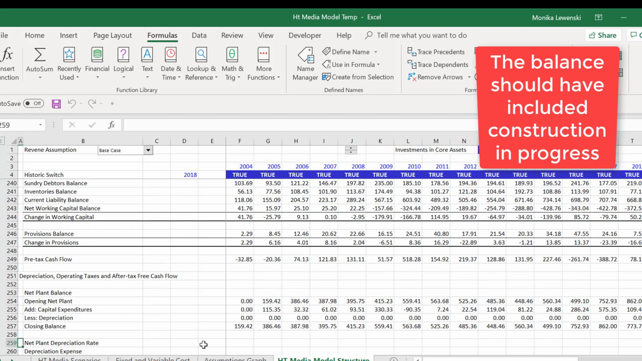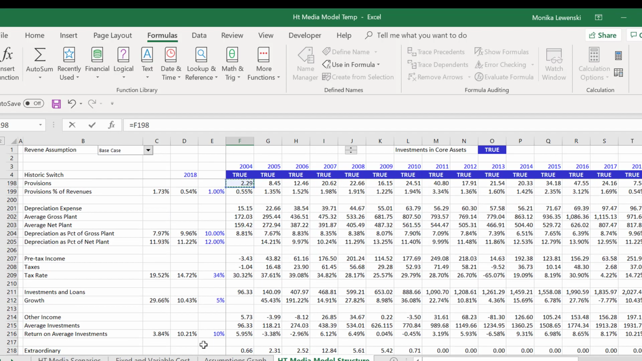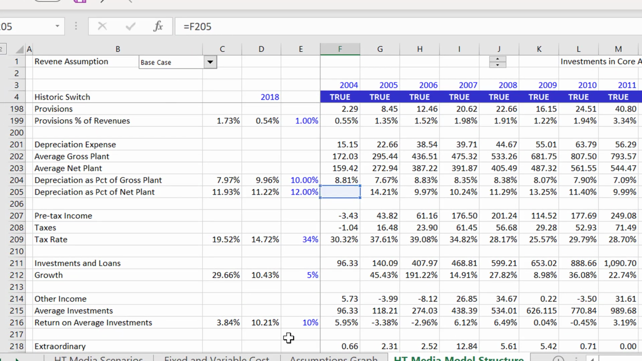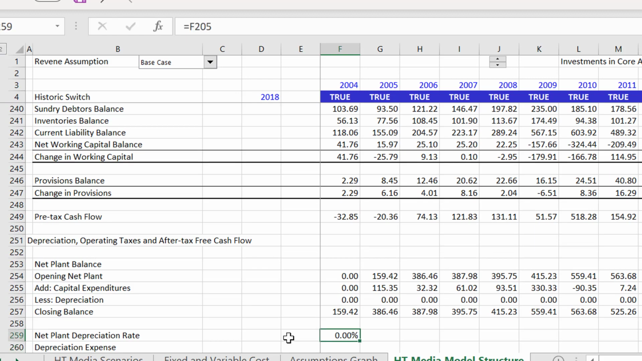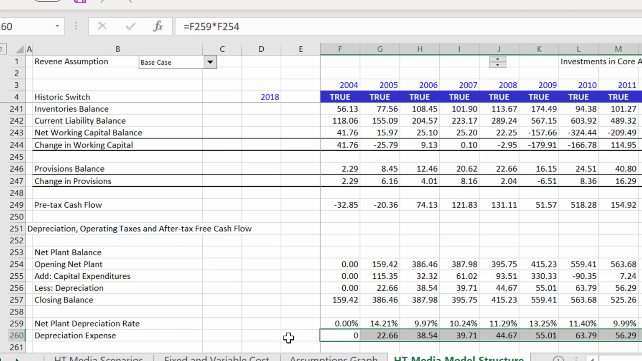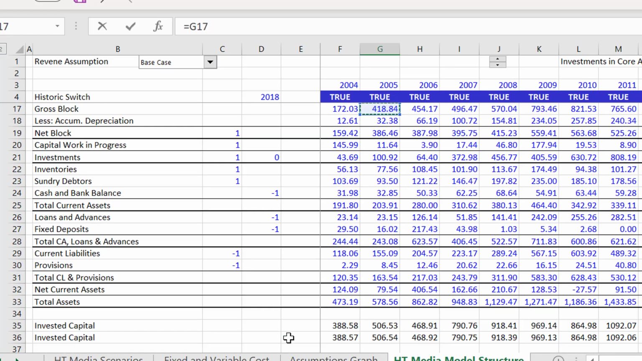Now, when I computed the net plant depreciation rate, I made a little adjustment. I didn't compute it for the very first year, and that's because I made it on the opening balance. And that means the depreciation expense is our opening balance times our net plant depreciation rate. Now, what you could do if you want on this one, let's just find our actual depreciation for a minute.